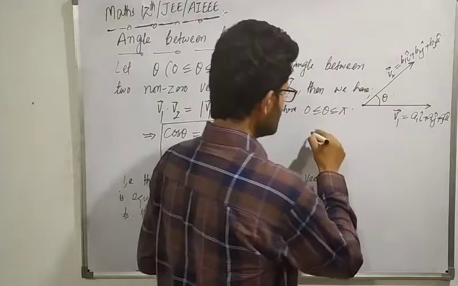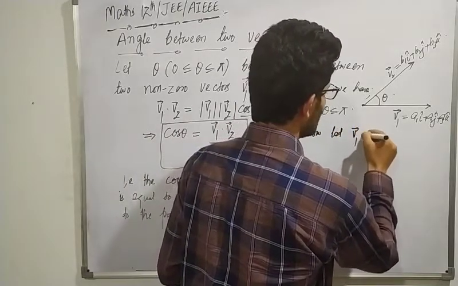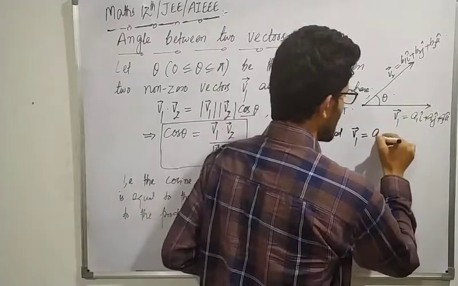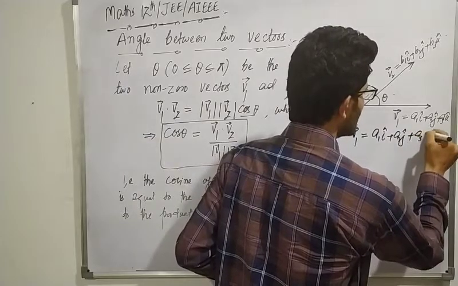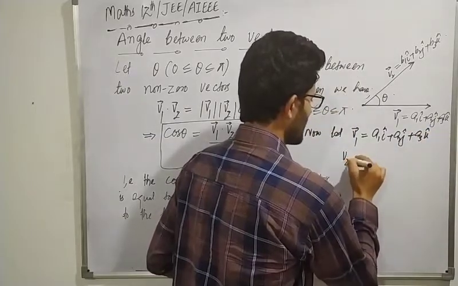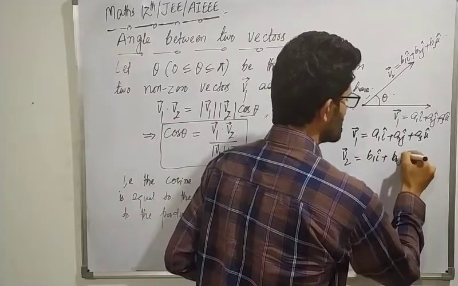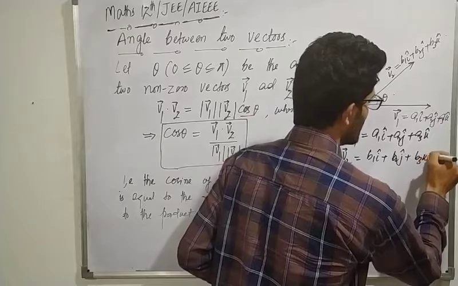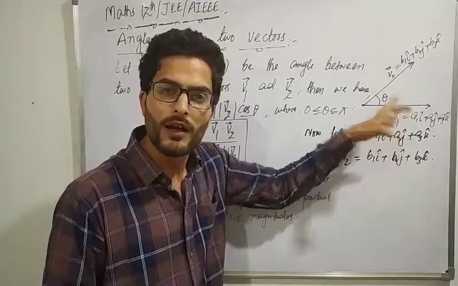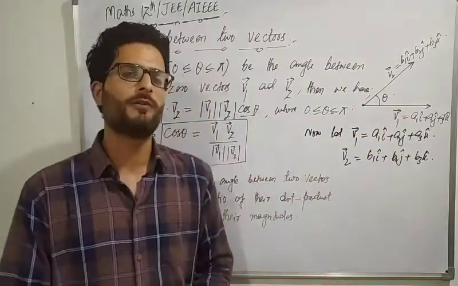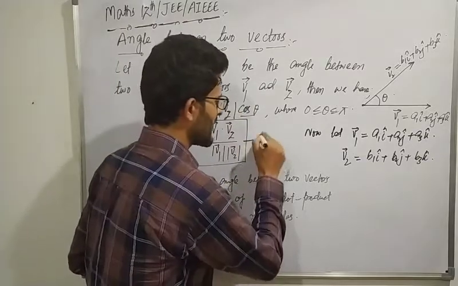Now let v1 be a vector which has been expressed as a1i plus a2j plus a3k, and v2 be a vector which has been expressed as b1i plus b2j plus b3k. Then at that time, when two vectors are represented in terms of their rectangular components, what would be the angle between them? How we can calculate that? We will use this expression first.